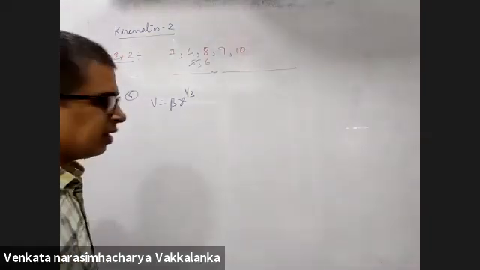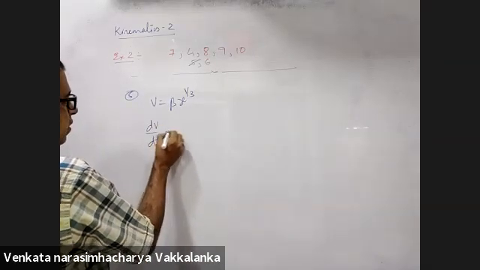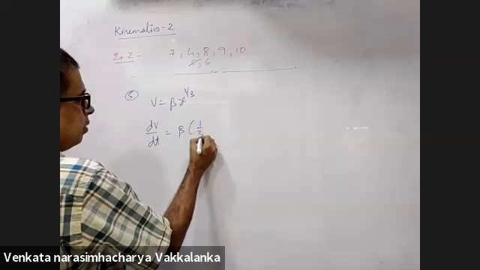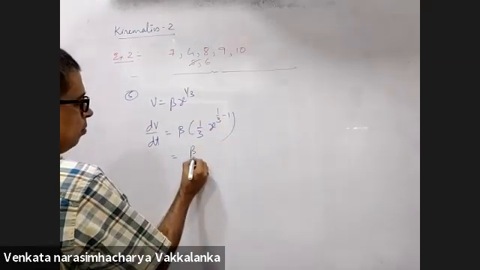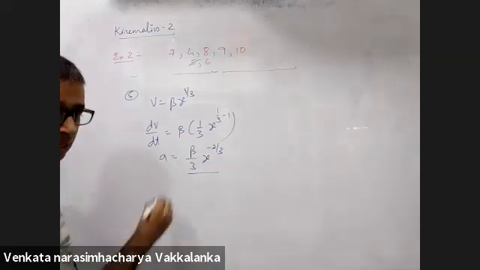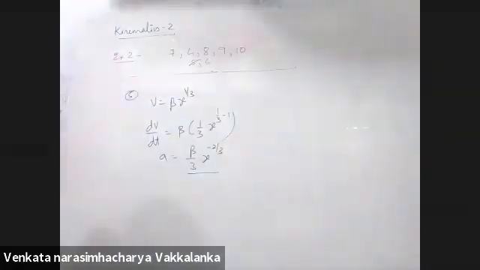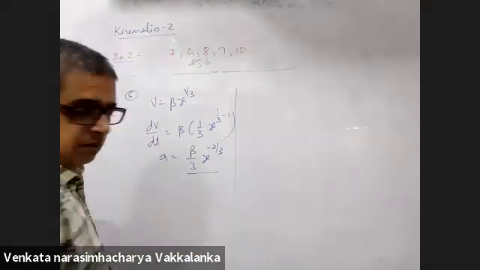Here, listen. If acceleration is being asked, then it is dv by dt. This is beta into 1 by 3 x to the power 1 by 3 minus 1. Beta by 3 x to the power minus 2 by 3 is acceleration. What was asked? Acceleration of the particle is variable. I'm getting it in terms of x.